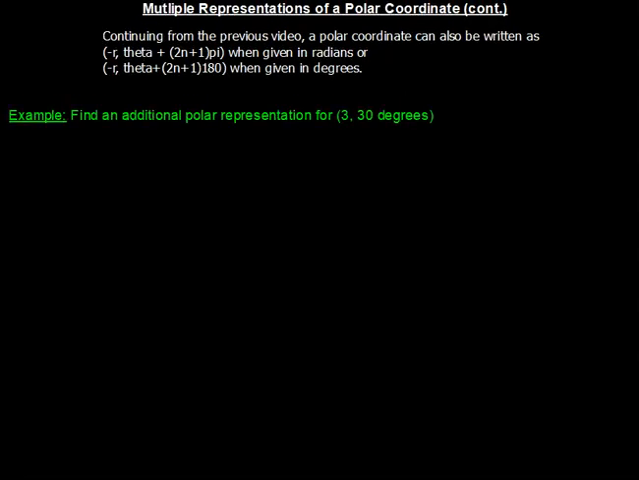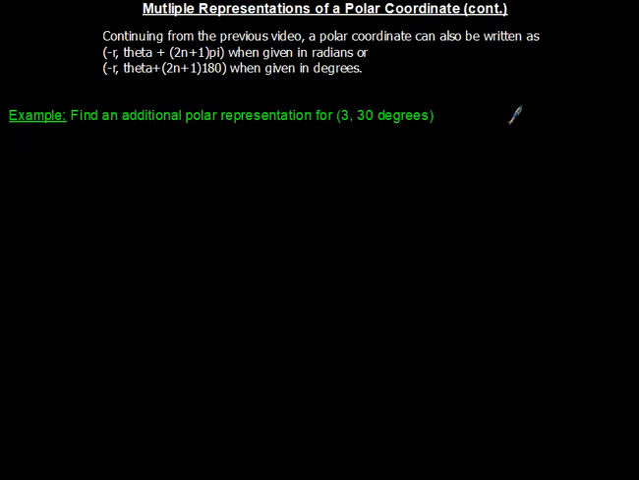Guys, so I'm going to continue on with the multiple representations of a polar coordinate. Another way that you can write it is negative r, so you're changing the sign of the r value, and then theta plus 2n plus 1 times pi, or 2n plus 1 times 180 degrees, depending on if they give you the angle in degrees or radians.